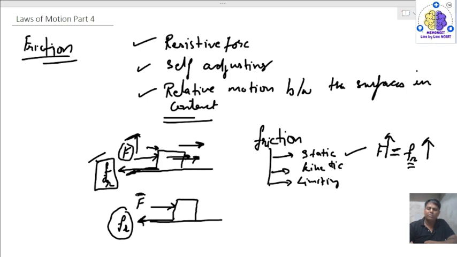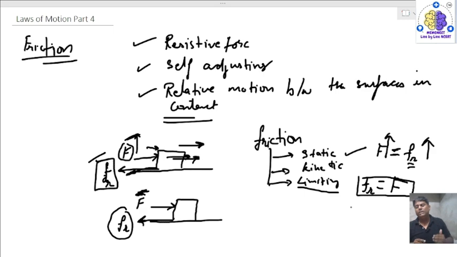The minimum value of the external force applied for which the body starts moving is known as the limiting frictional force. So the moment at which the object started moving, whatever frictional force was acting, or whatever amount of external force was acting, that amount of force is known as the limiting frictional force. What is limiting frictional force?